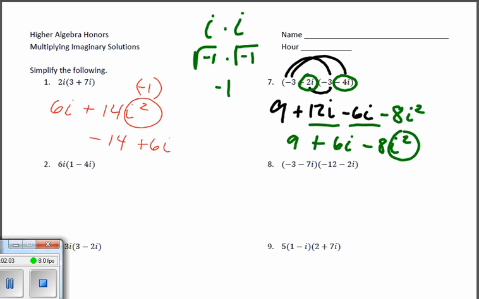All right, so now this is going to become, be careful here, not -8, positive 8. You get that? Because it was already a -8. I times it by another negative makes it positive 8. Positive 8 plus the 9 makes 17, so 17 plus 6i is your final answer for that one. All right, that's all there is to it.